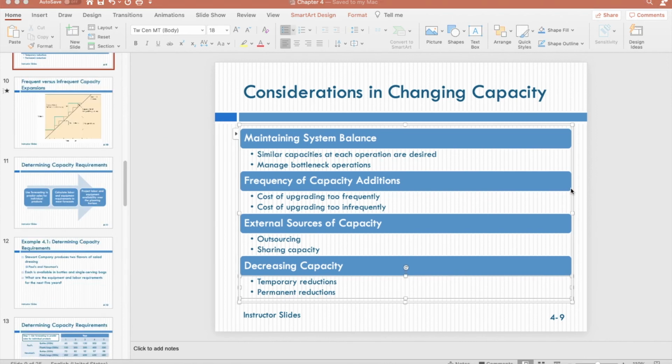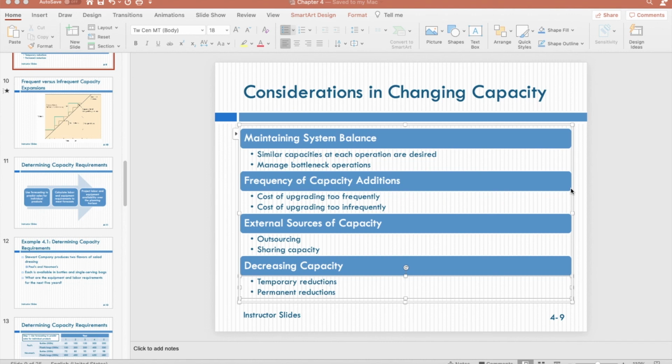Now, about decreasing capacity. As I said, it's not always the case that you will increase the capacity. Sometimes you may even decrease the capacity. Let me give you a quick example. If the selling amount of a product is not good, then the firm may decide to decrease the amount of production for this certain product.